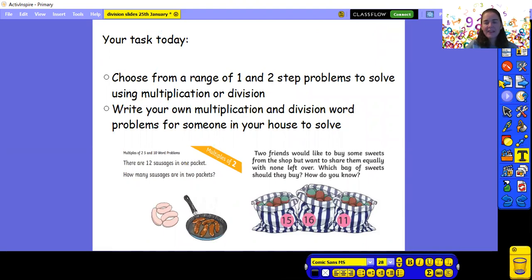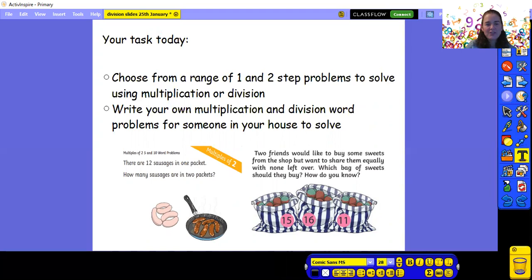So we have sent you some word problems. There are quite a lot on there. You don't have to do them all. Just choose maybe 4 problems to have a go at. Then once you've done that, you can write your own multiplication and division word problems for someone in your house. Can they solve it?